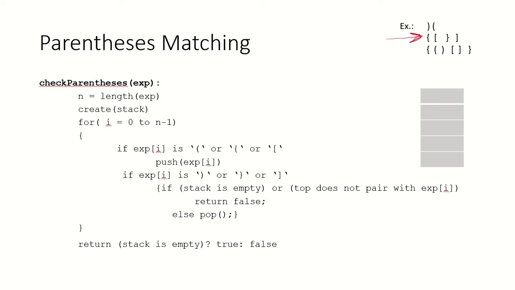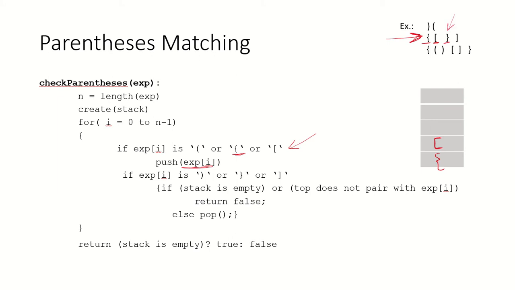So we scan this expression. The first character is an opening brace. So we come over here. If it is an opening brace, we have to push it onto the stack. So we get it like this. Scan the next character. It is an opening brace again. So push it onto the stack. Check the next character. It is a curly brace and it is a closing brace.